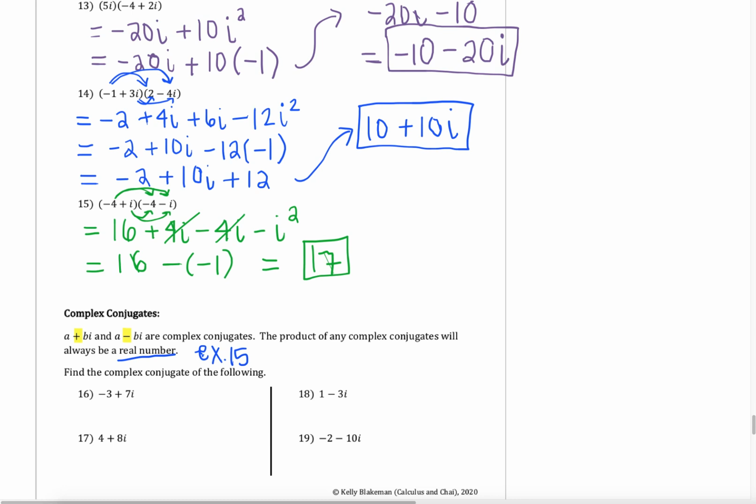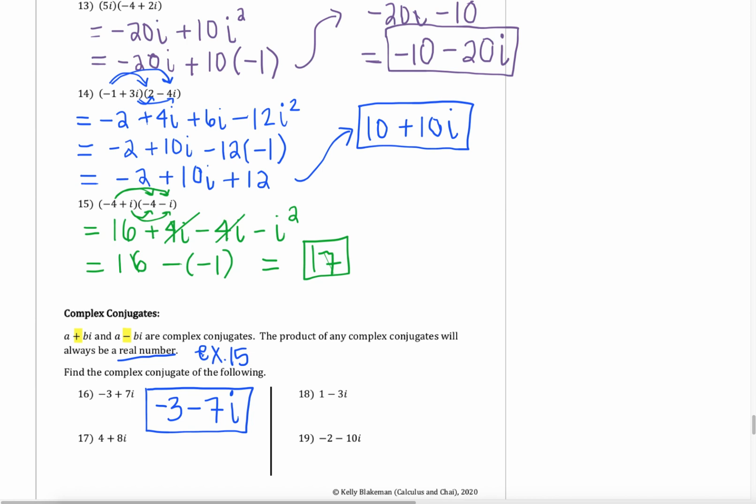Well, our complex conjugate is when the sign of the imaginary part switches. So in -3 plus 7i, the -3 is the real part, so that's going to stay the same. The 7i is positive to begin with, so in the complex conjugate, it needs to be negative since the sign will flip. So our complex conjugate for -3 plus 7i is going to be -3 minus 7i. Let's look at example 17.